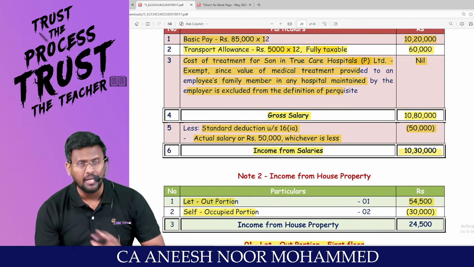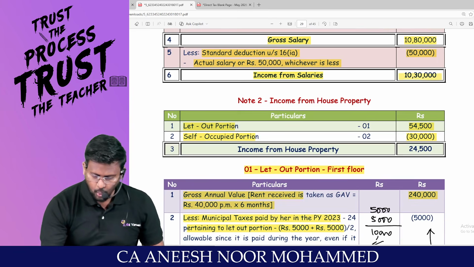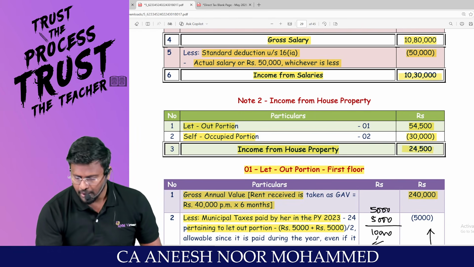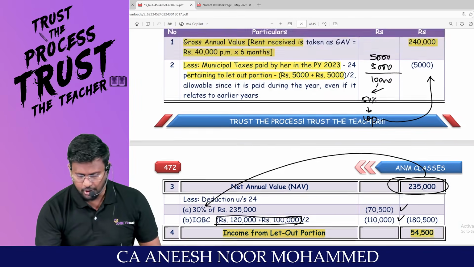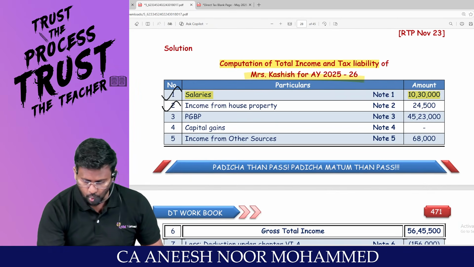Can you happily knock off income from house property? Can we do intra-head adjustment? You will be getting income from house property of 24,500, my dear lovable students. That's it with regard to the house property calculation also.